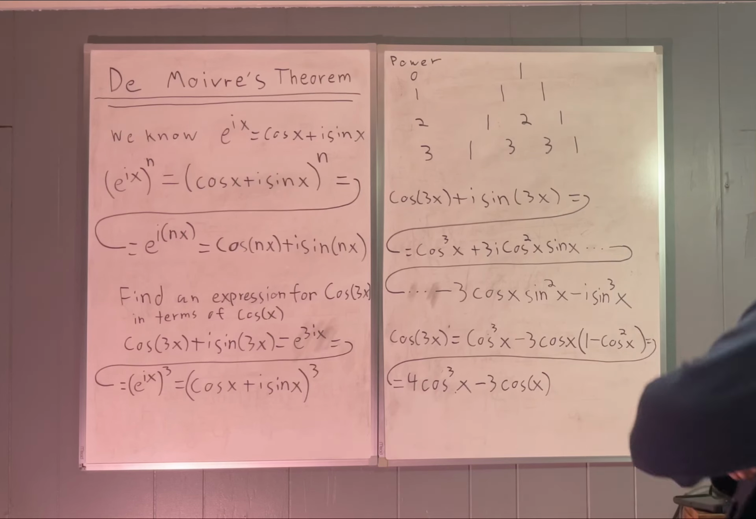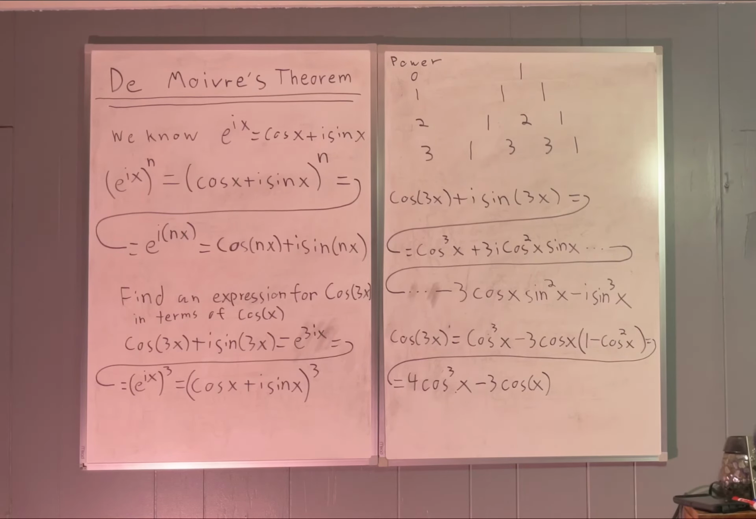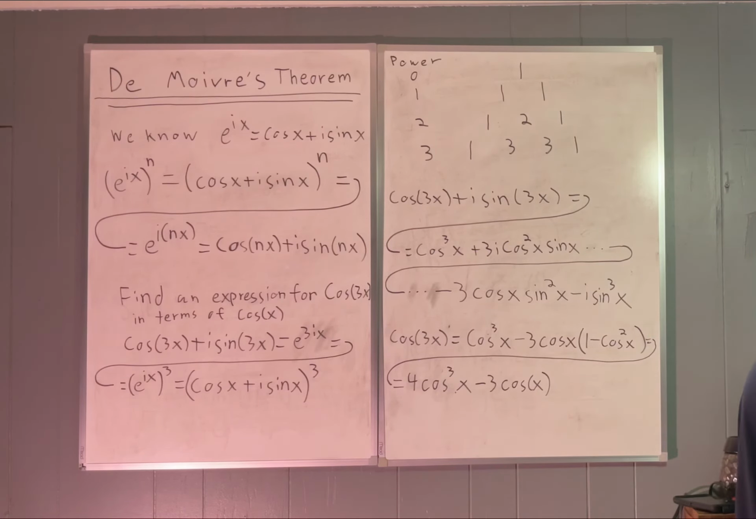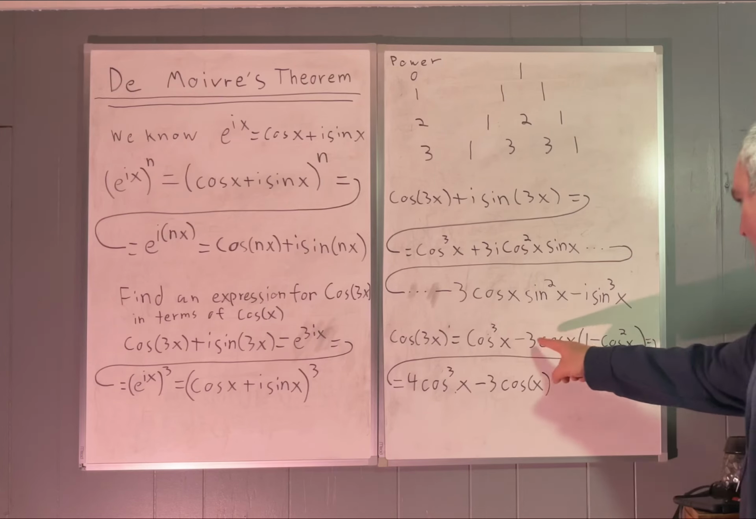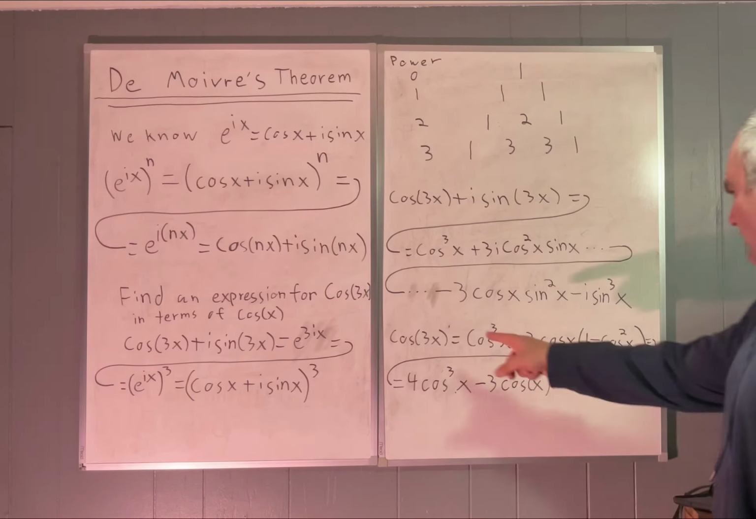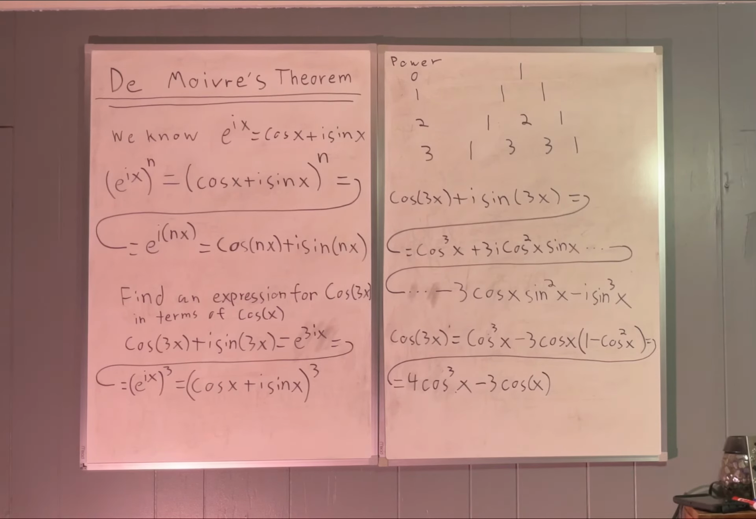So since we don't want to be using sine of x in any way, what I did is I rewrote sine squared of x as 1 minus cosine squared x. So anyway, now we have from de Moivre's theorem that cosine of 3x is equal to cosine cubed of x minus 3 cosine x times 1 minus cosine squared x, which after the simplification, distributing this in and matching like terms, you'll get that cosine of 3x is equal to 4 cosine cubed x minus 3 cosine x.